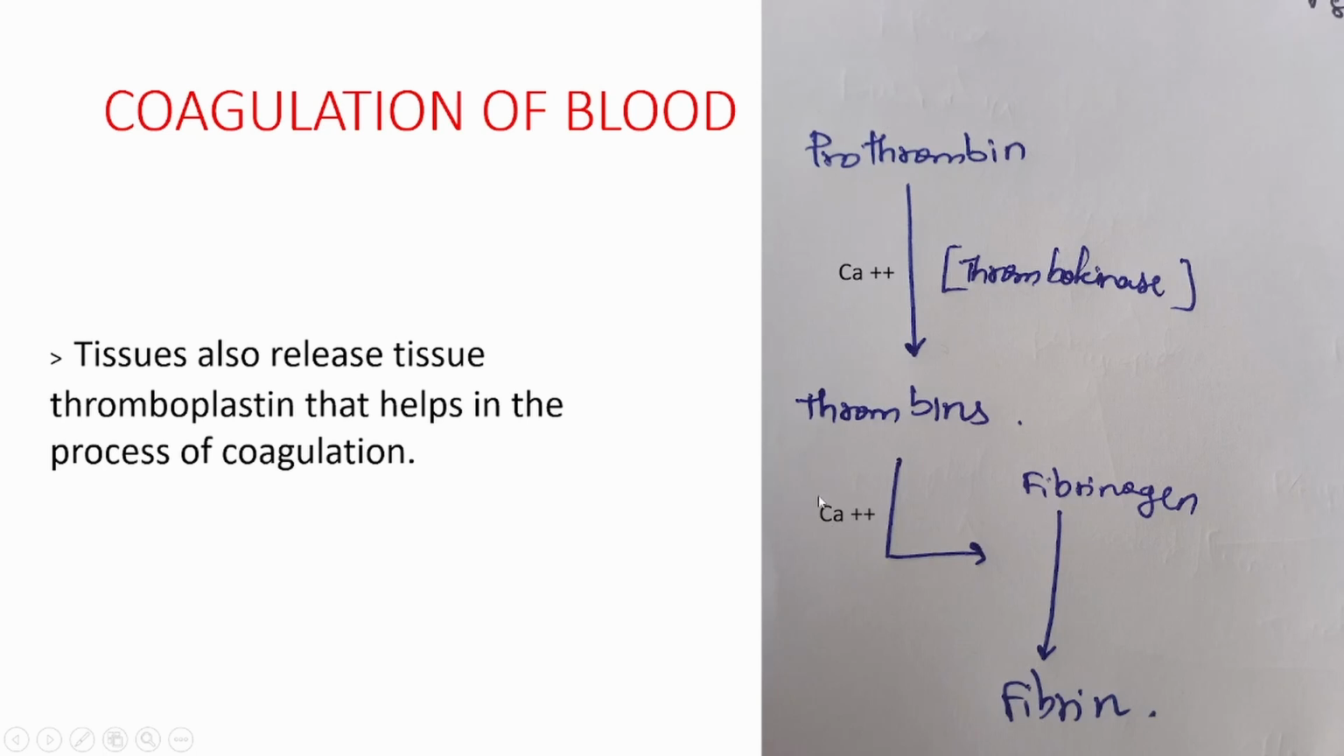In the last line on coagulation of blood, it is written that calcium ions play an important role in coagulation of blood. Another NCERT factual line that you have to remember is that tissue also releases tissue thromboplastin that helps in the process of coagulation. So with this, very quickly we have completed all the basic part of this chapter.